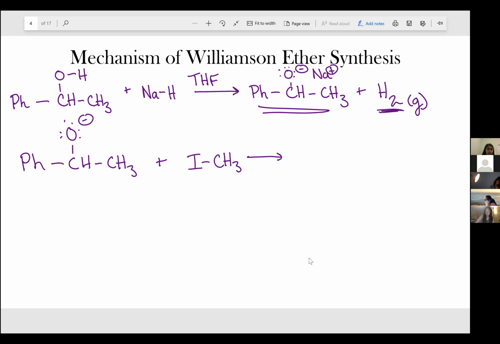And then our product is going to be this. And then our byproduct is going to be the sodium with the I minus. And this will happen in a 90% yield. So these are really great ways to synthesize those ethers that we've seen. And these ethers are going to be useful a lot of times for solvent-based reactions. They're very unreactive, so they're great solvents.